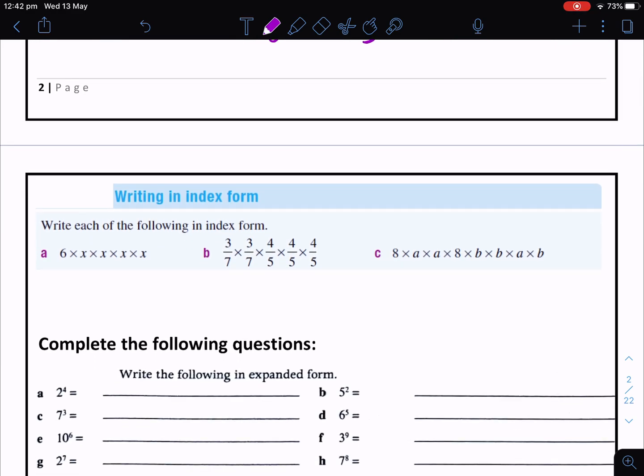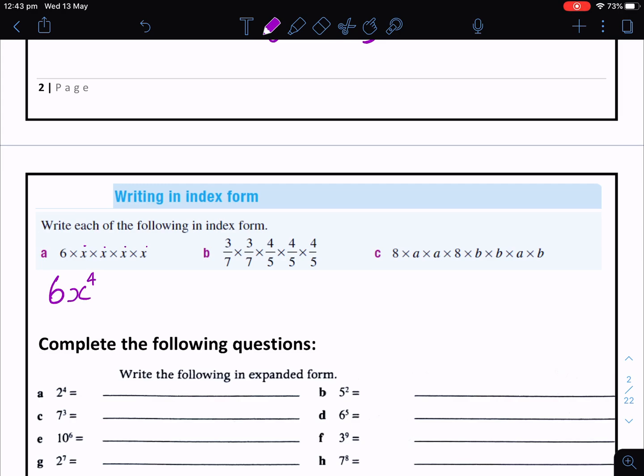Okay, the next question is asking us to change it back into index form. Let's have a look here. We've got 6 times x times x times x times x. So it's 6, and remember, in algebra, we don't need to put the multiplication sign between the number and the pronumeral. So we'll just put the x there as the base. And how many times do we have an x? 1, 2, 3, 4. So we'll put our index or our power as a 4.